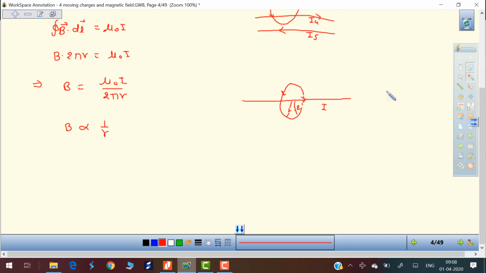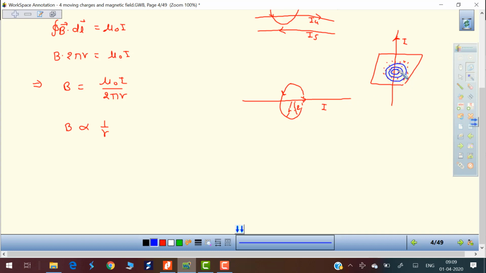And because of that only, suppose you take one paper and you pass one conductor which carries current I, and if you sprinkle very fine powder of iron, when you pass the current, this powder arranges like this. This is because the magnetic field lines are in circular shape and it is constant.